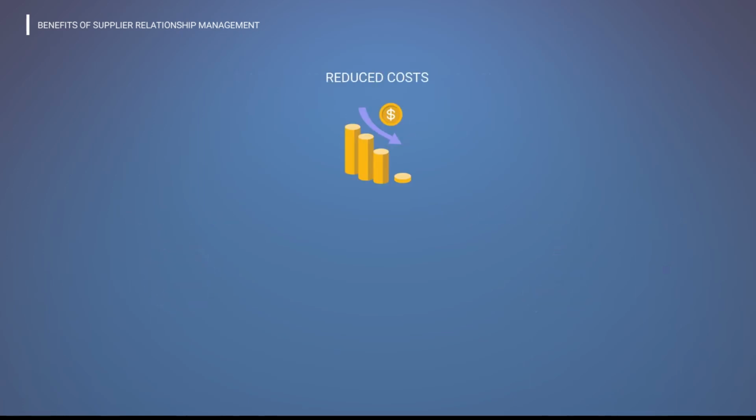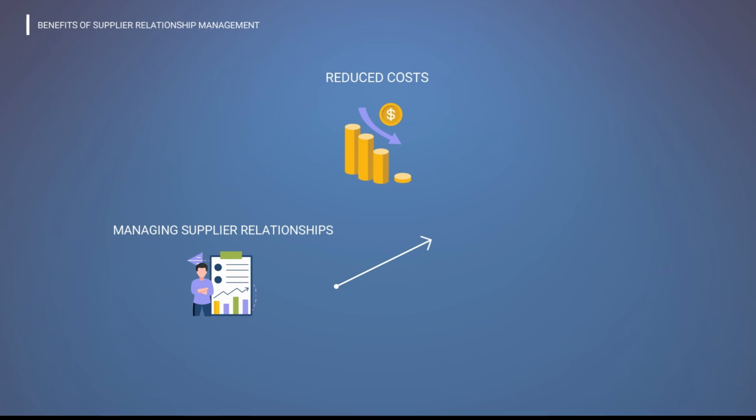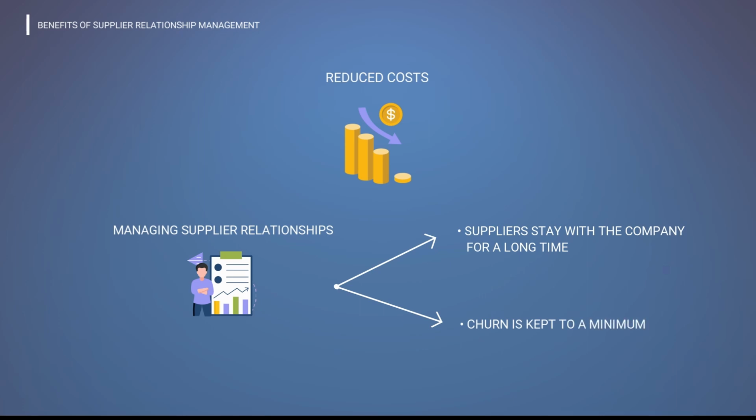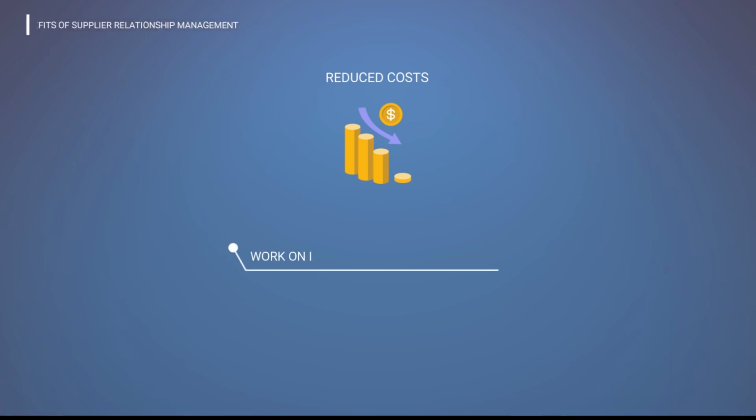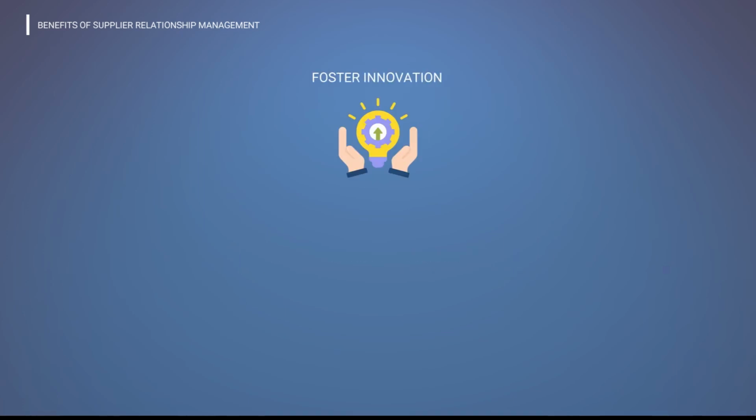Reduced costs. Managing supplier relationships means that suppliers stay with the company for a long time and churn is kept to a minimum. Working with one or two suppliers who can provide many different materials is better than having many different suppliers. This means a company can work on improving the supplier services and reducing costs.